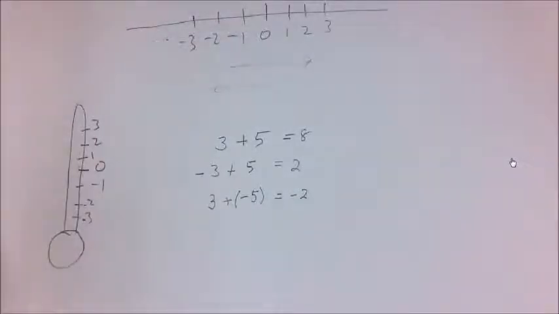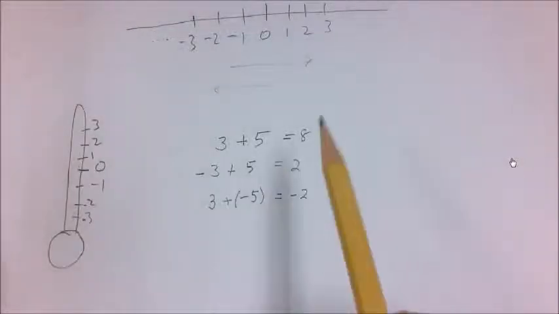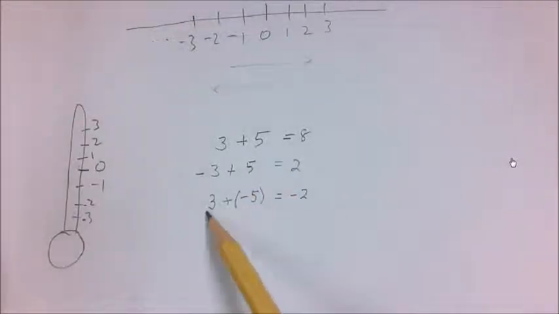I want you to notice something interesting. You've probably learned that two negatives make a positive, and a positive and a negative make a negative. Please be careful. That rule does not apply to adding and subtracting. That rule is only for multiplying and dividing, because as you can see, we have here a positive and a negative.